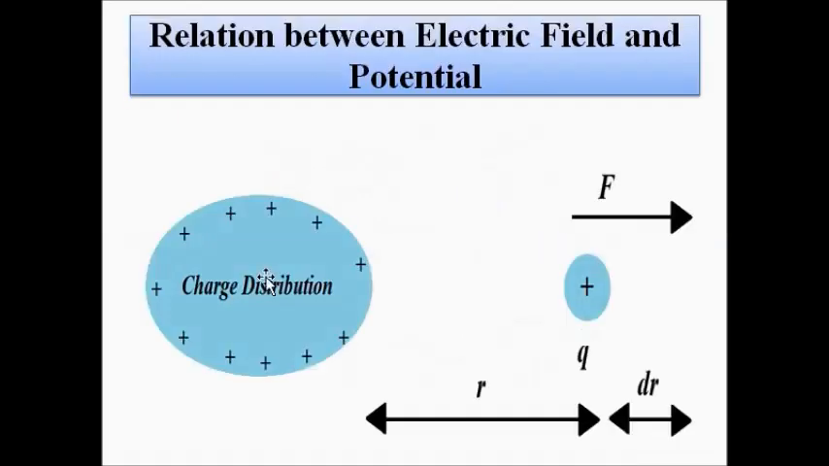Now let us try to correlate electric field and electric potential, how they are related with one another. For that, let us consider we have a positive charge distribution, and a small test charge q. Obviously there will be a force of repulsion. The positive charge distribution will try to push the small positive test charge q away from it, and there will be a small displacement. The separation between them, let's say it is r, and the small displacement is dr.